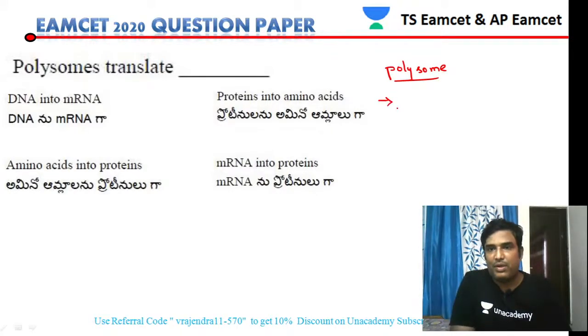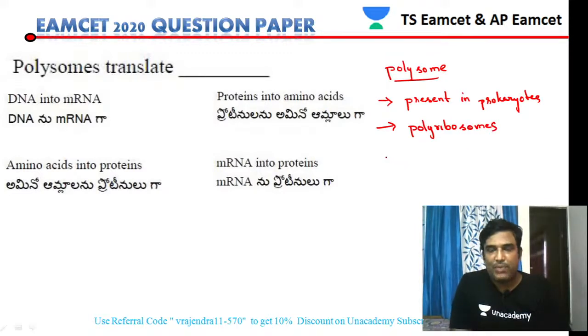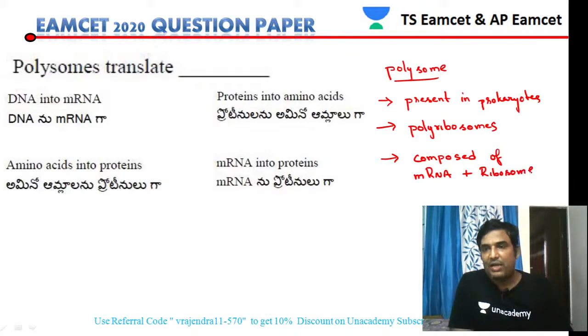Polysomes are generally present in prokaryotes. Polysomes are also called polyribosomes. What is a polyribosome? If you see the polyribosome, it is composed of mRNA plus ribosomes. mRNA plus ribosomes together is called a polyribosome.